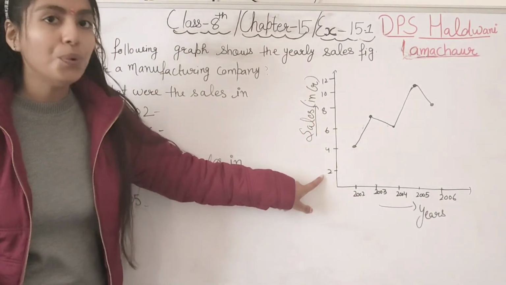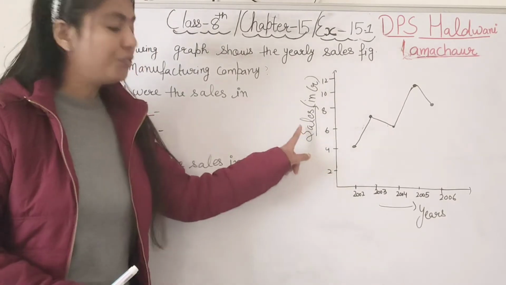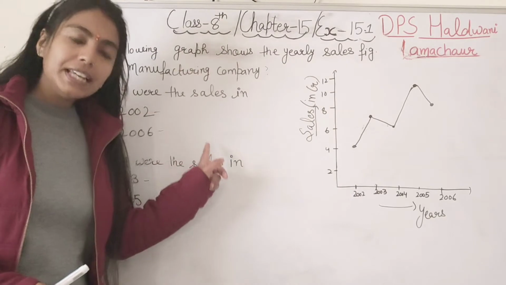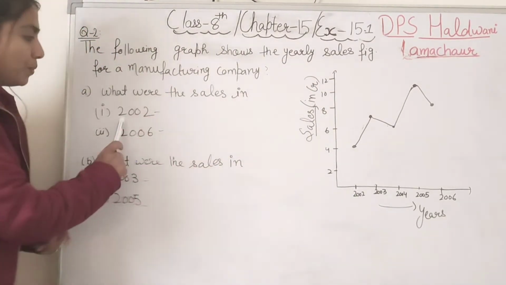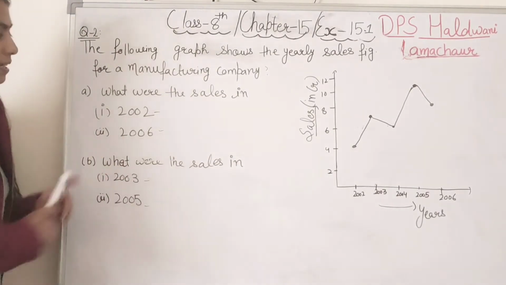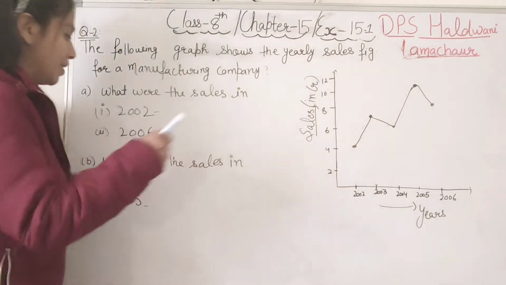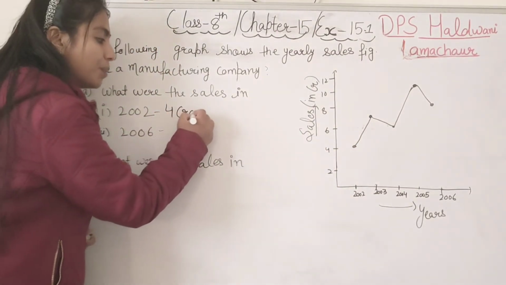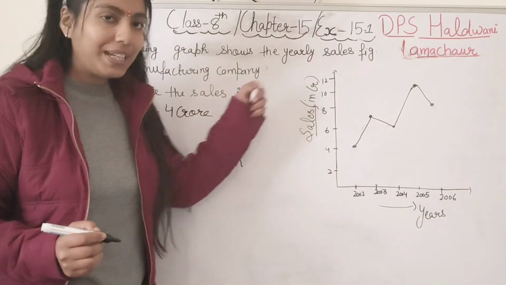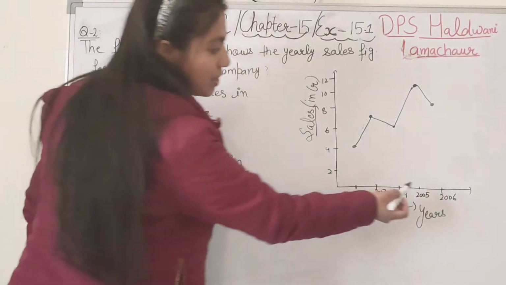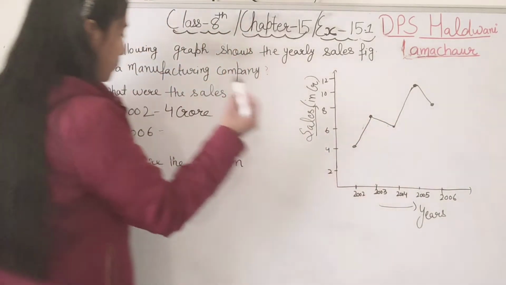Right? So it means 2 crore, 4 crore. Everything is very nicely mentioned to you in the graph. You have to figure out from the graph and give the answer. Right, student? The very first part, what were the sales in 2002? Second part, 2006. So in 2002, student, here is 2002, the sale is 4. Student, 4? Yes, crore, because sales is mentioned to you, it is in rupees crore. Got it? In 2006, again you have to see 2006. In 2006, the sale is 8 crore.